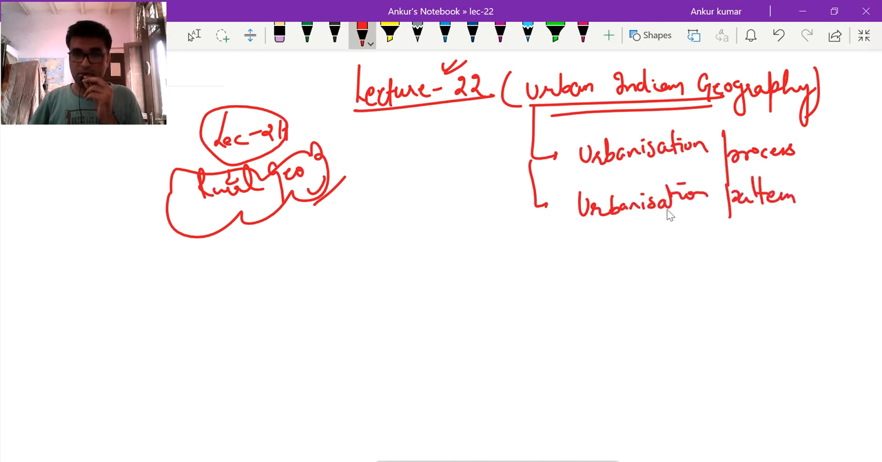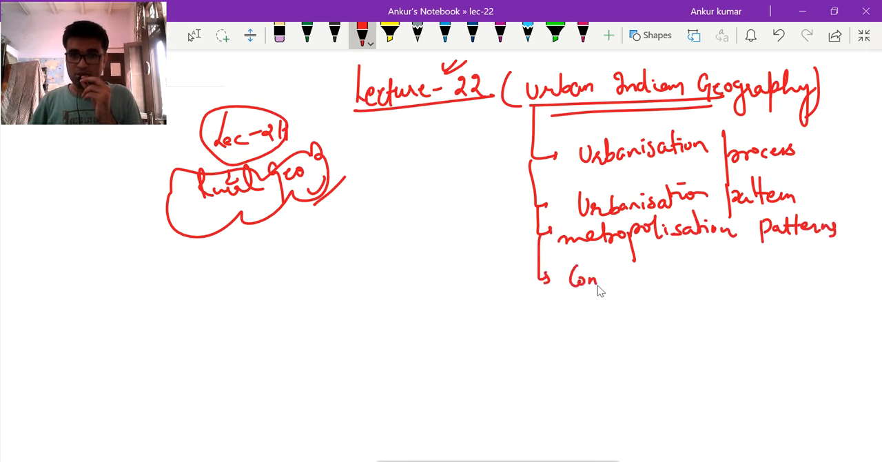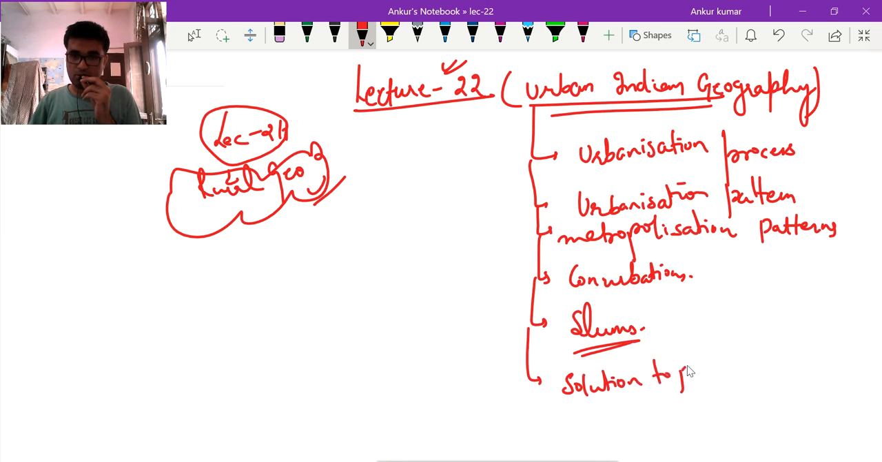And then we will discuss the metropolization of India and metropolization patterns. After that, we will discuss the potential conurbations of India, and the potential problems associated with this concept, slums of India. And then finally, the solution to the problem of urbanization of India. Because urbanization has become a problem today. So that we will be discussing in the last section.